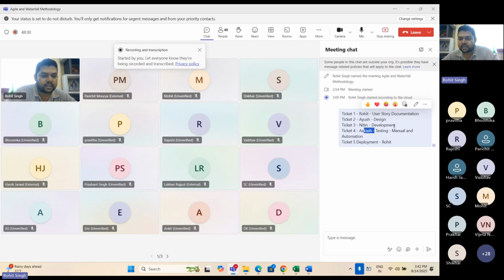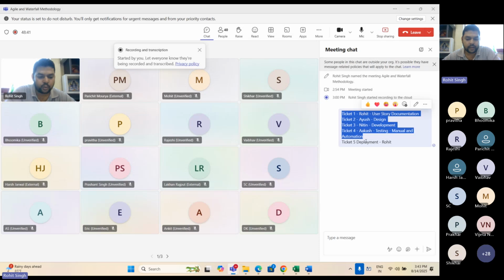Then Akash will say, please complete design and development so that I can start the testing. And then Rohit again will say, make sure that everything is completed on time so that I can start the deployment, which means release notes and user acceptance testing and then live migration.